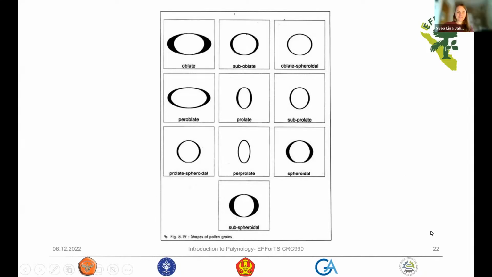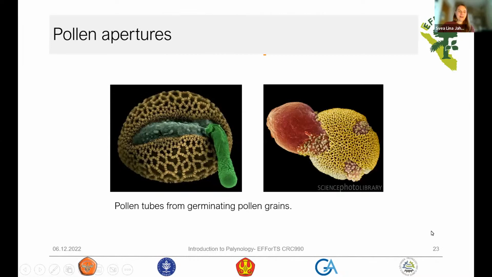Okay. Yes. So let's get back to the apertures. Here, for example, I just took some examples of apertures scanned with the electron microscope and colored a little. Here you can see, in function, that apertures can be an exiting point, for example, for the pollen tube.